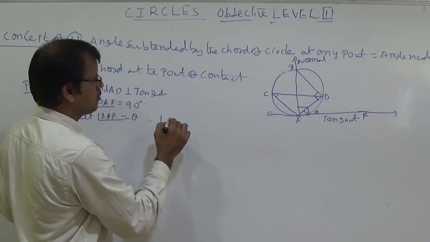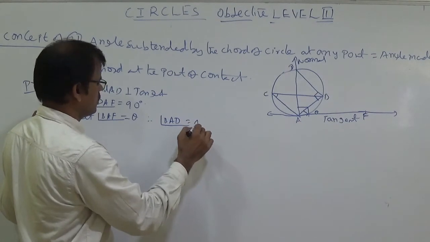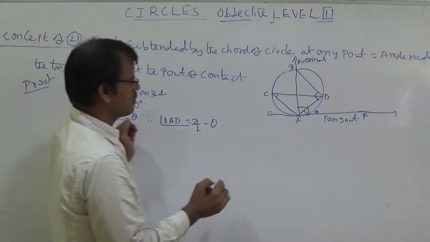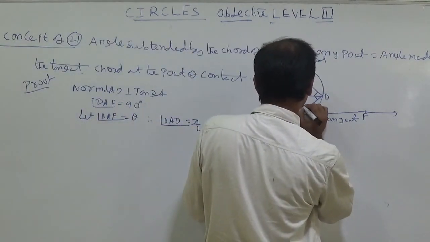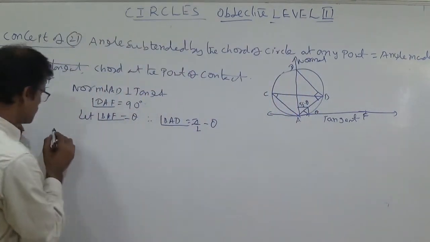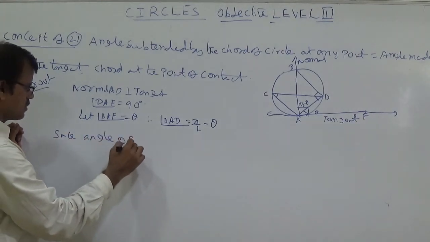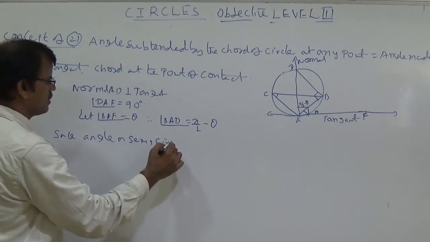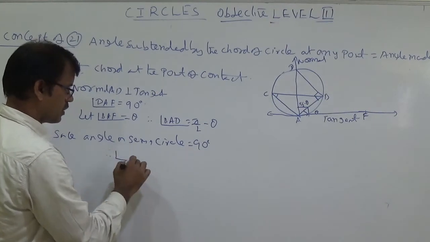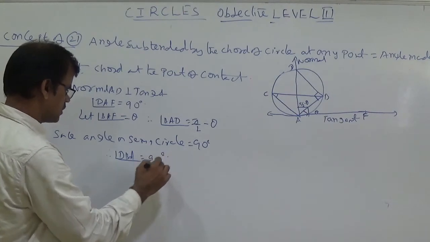Therefore, angle BAD is equal to 90 minus theta. Angle DAF is equal to 90, so this is 90 minus theta, which is pi by 2 minus theta. Since the angle in a semicircle is 90 degrees, therefore angle DBA is equal to 90 degrees.